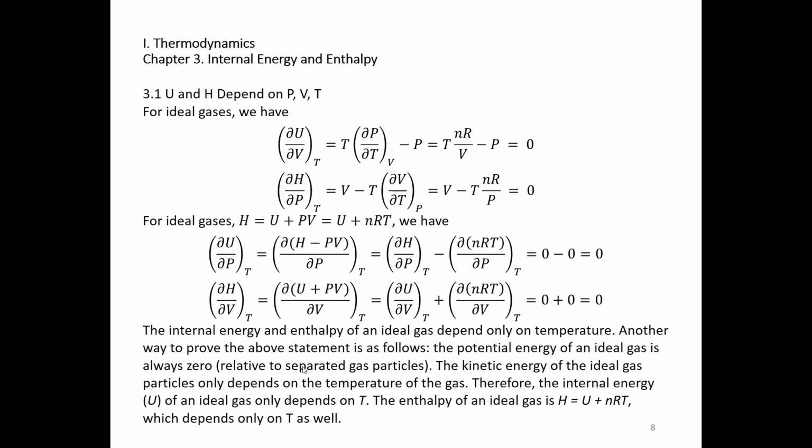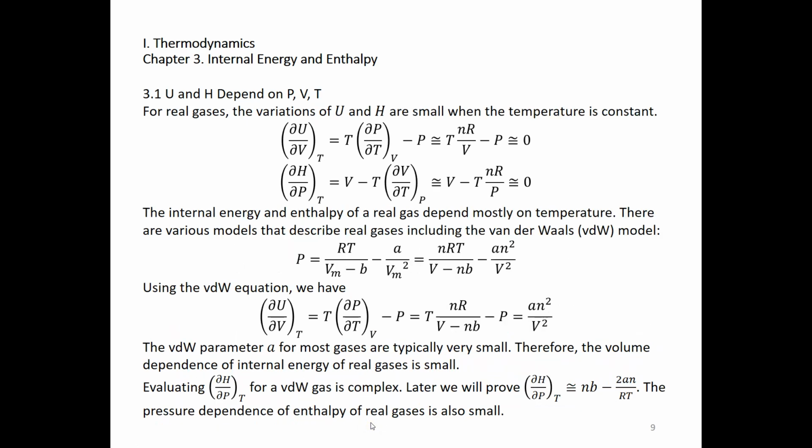And also, H is U plus PV, and PV equals nRT for an ideal gas. There's no change in nRT if temperature is constant. Therefore, if temperature is a constant, there's no change in internal energy, and there's no change in enthalpy. Therefore, the internal energy and enthalpy of an ideal gas only depend on temperature.